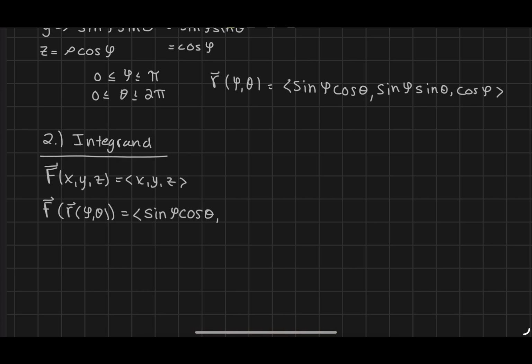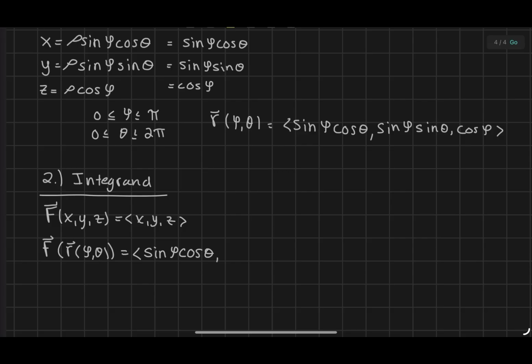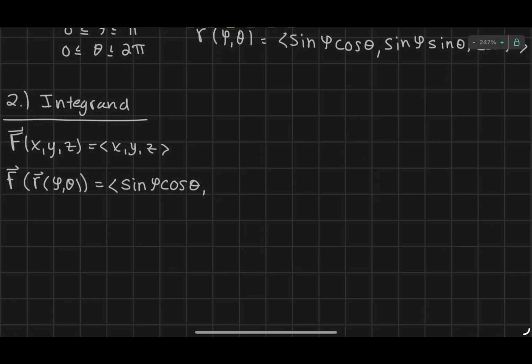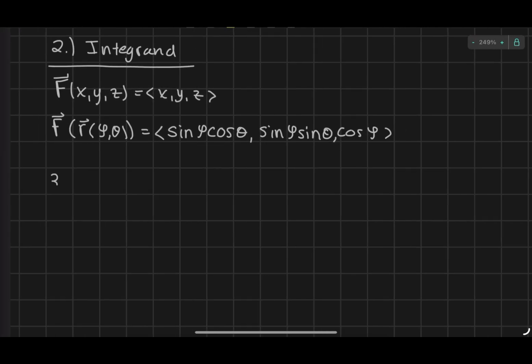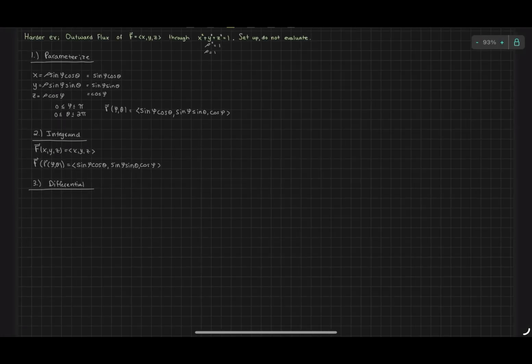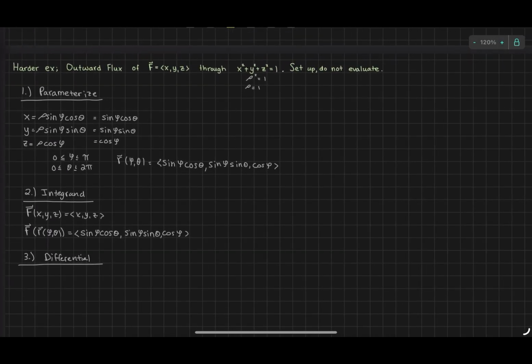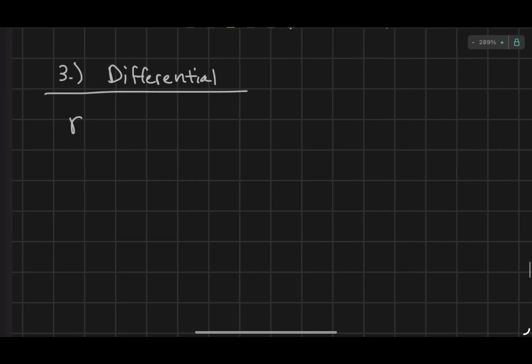Once again, just observe that the x component of our parameterized surface goes into our x value, the y component goes into our y for our vector field, and so on with our z: sine phi sine theta, and finally cosine phi. Third step, we're going to be doing our differential. This is really the reason that I label this as a more difficult problem, because it's really easy to make an algebraic mistake here. So we're going to be doing r sub phi cross r sub theta.